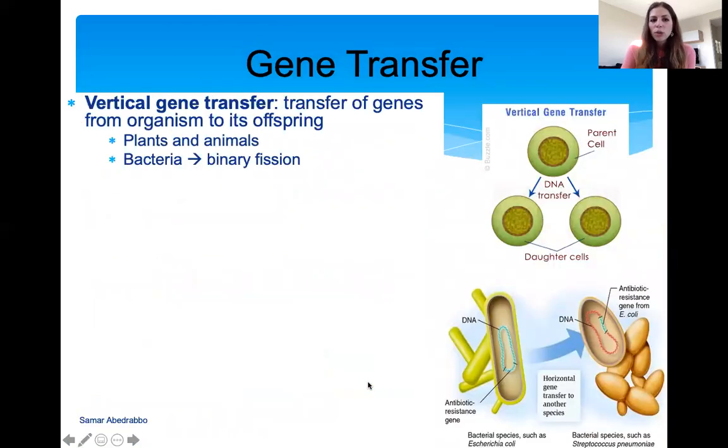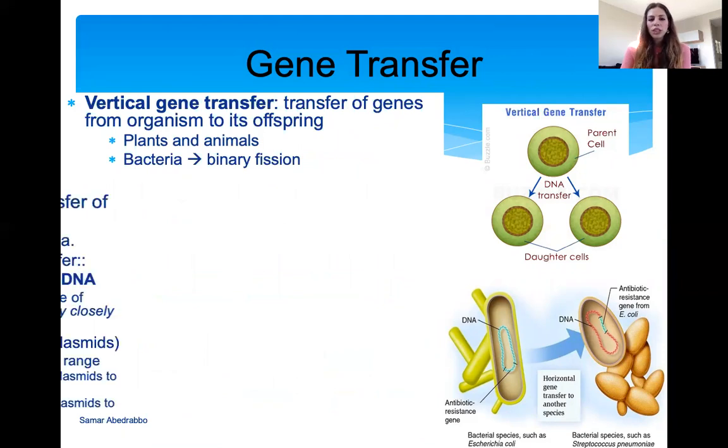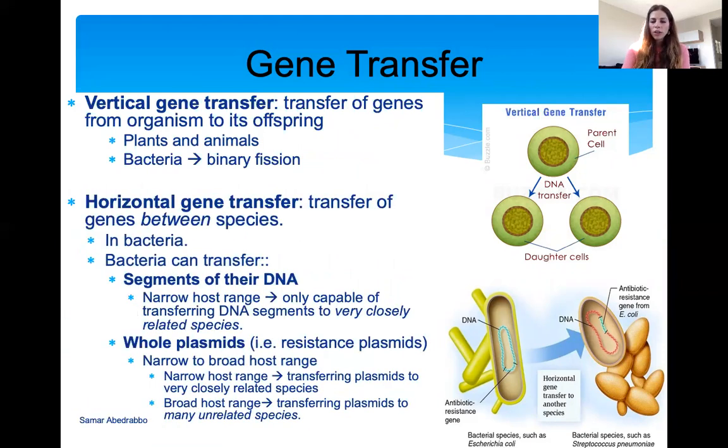Gene transfer, some more terms. There's two types of gene transfer. There's something called vertical gene transfer and horizontal gene transfer. Vertical gene transfer is when you transfer genes from parents to offspring, or organism to its offspring. And vertical gene transfer happens in plants, animals, all organisms.